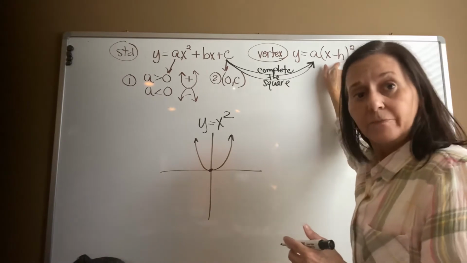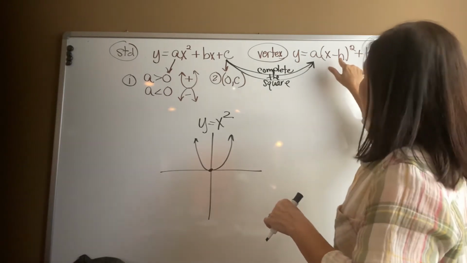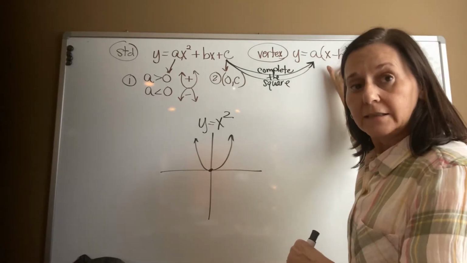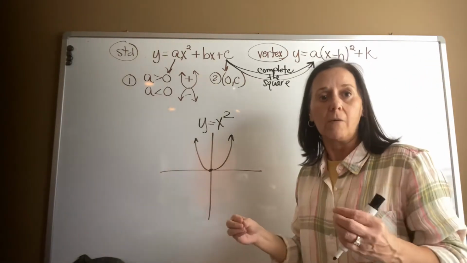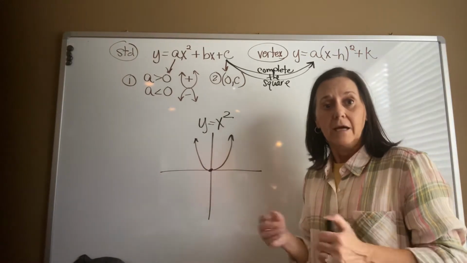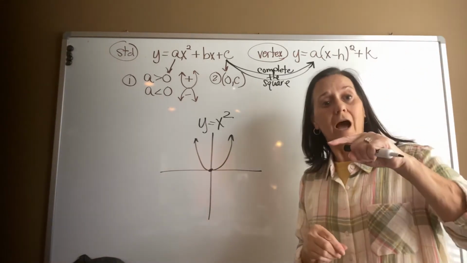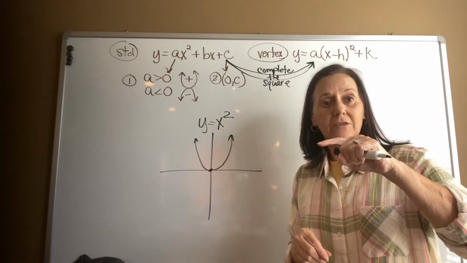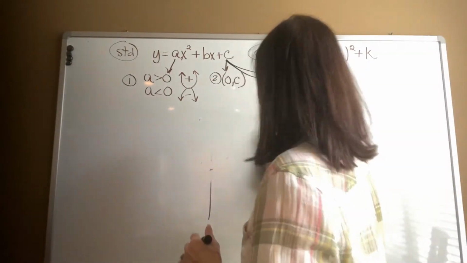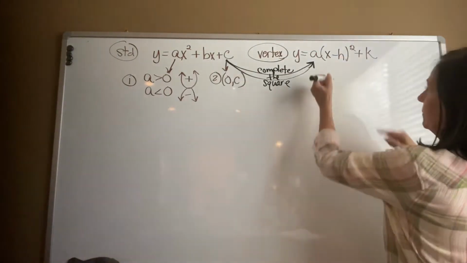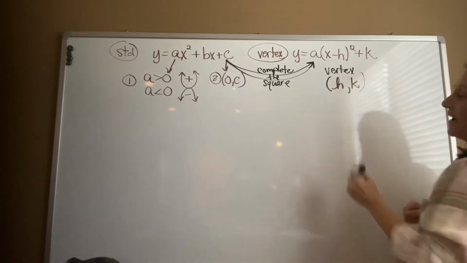The h value moves it left or right. If it's minus h, it moves it right. If it's plus h, it moves it left. So it's just the opposite, right? Our x transformations are always that way because of the standard format of the original equation, all right? If k is positive, it's going to move it up. So it's the y transformation. If k is negative, it's going to move it down, all right? So our vertex in this form is going to be the value of h and the value of k.